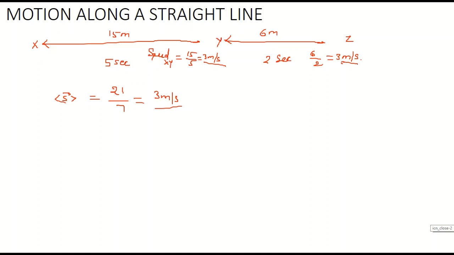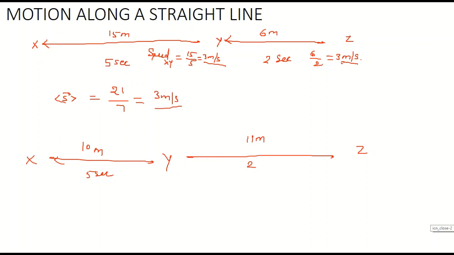But if I take a scenario where an object goes from x to y to z, let's suppose it has traveled 10 meters in 5 seconds and then 11 meters in the next 2 seconds, right? Now from x to y, what will be the speed there, students? The speed will be 10 by 5, that is 2 meter per second. But if it is moving from y to z, then what will be the speed? 11 by 2, that is 5.5 meter per second.